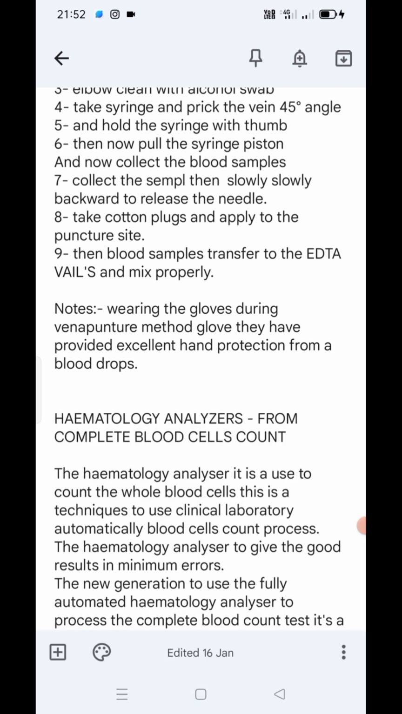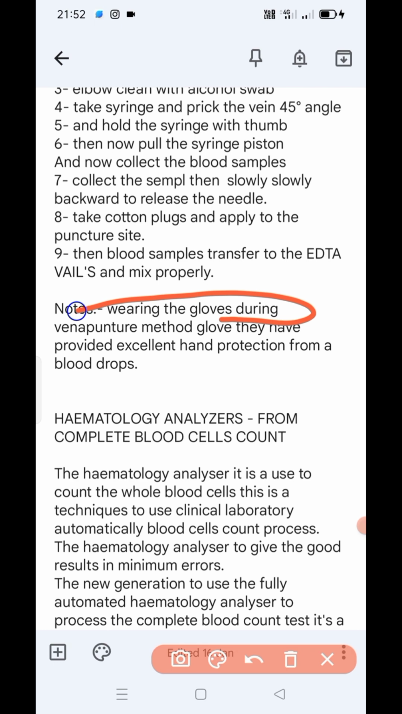Now, wear gloves during the venipuncture method. Gloves provide excellent hand protection from blood drops.